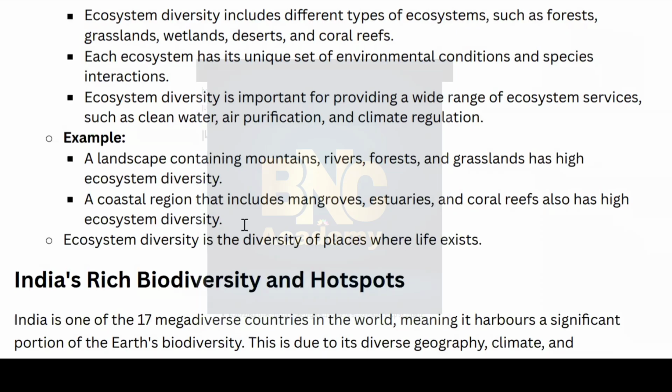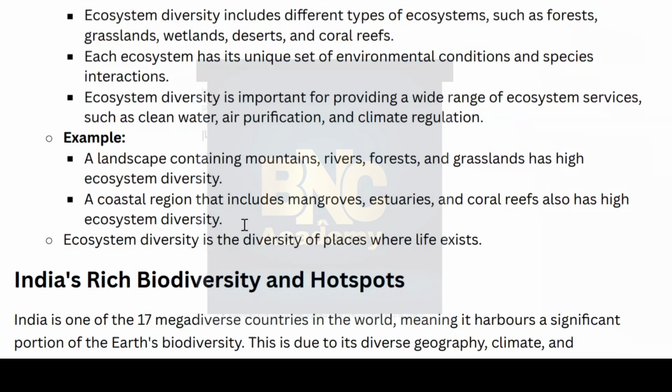So let's take an example. A landscape that includes forests, grasslands, wetlands, and rivers has high ecosystem diversity. A coastal region that contains mangroves and coral reefs also exhibits high ecosystem diversity.